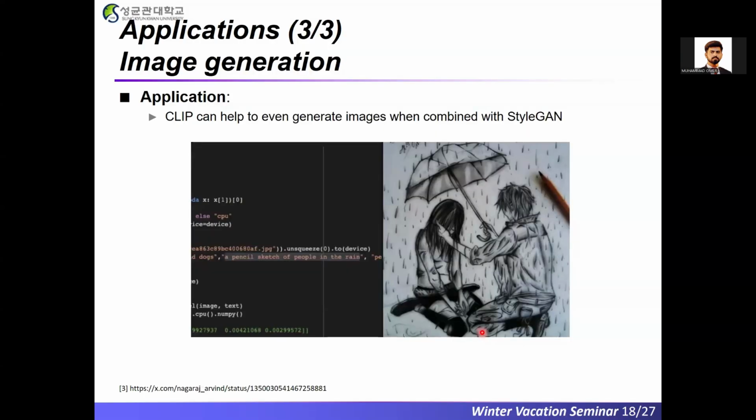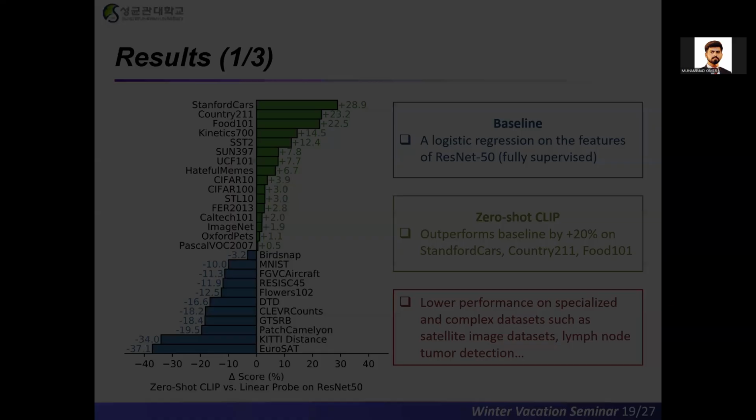The other is image generation. CLIP can help to generate images when combined with StyleGAN. So for example, if you see this prompt in a textual form, that is a pencil sketch of people in the rain, it has generated this. So if integrated with other models like StyleGAN, it can help us in the generation of images.